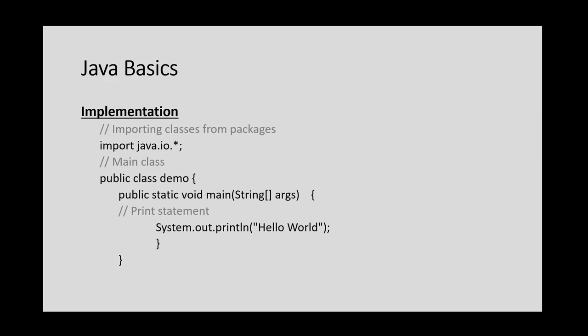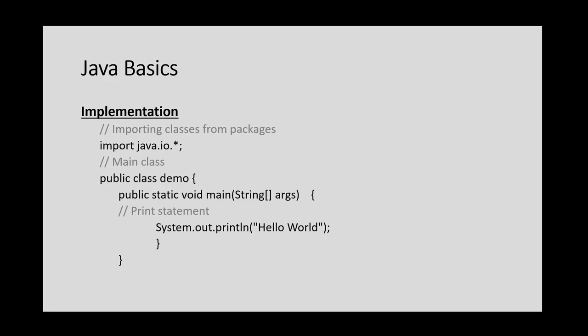This is a simple code showing how a Java program would look. We will be executing the Java programs, and the different algorithm implementations will be done in the Java programming language. The structure of a Java program is that it will have a main class.